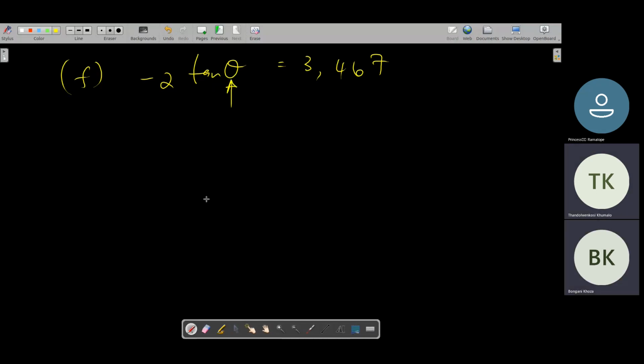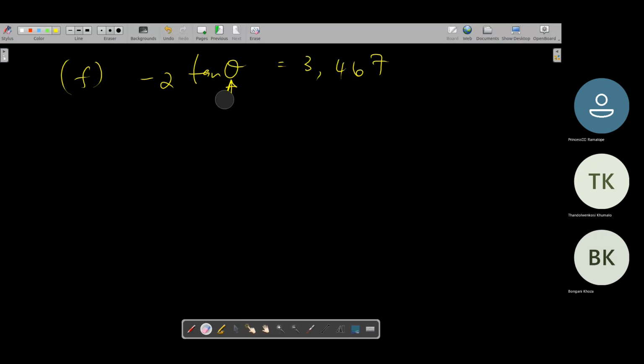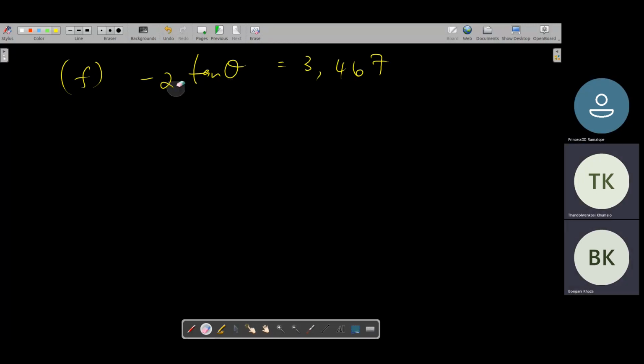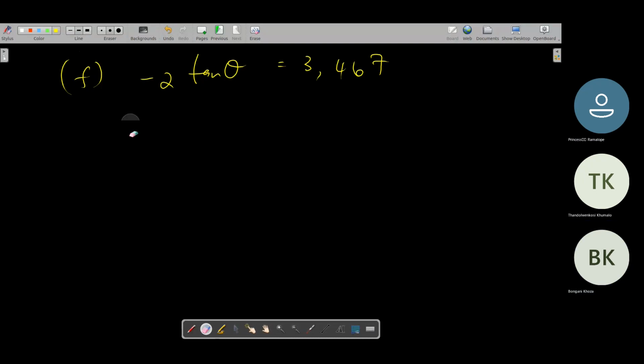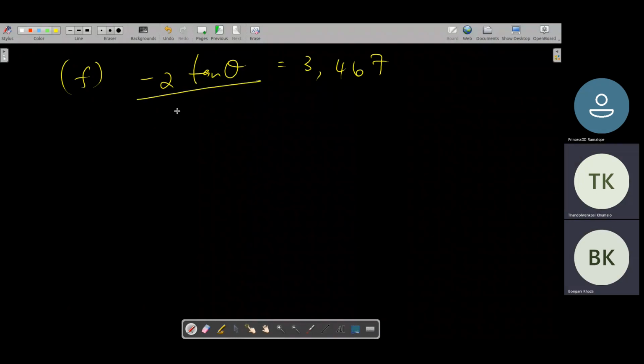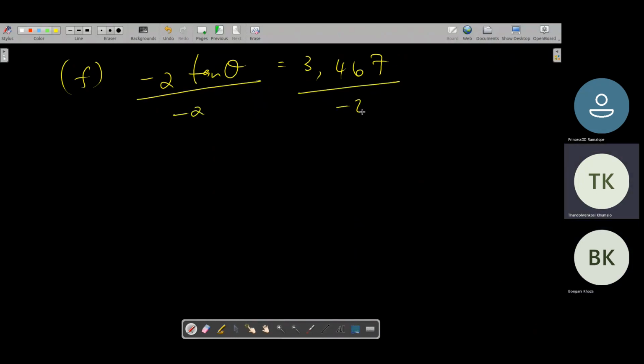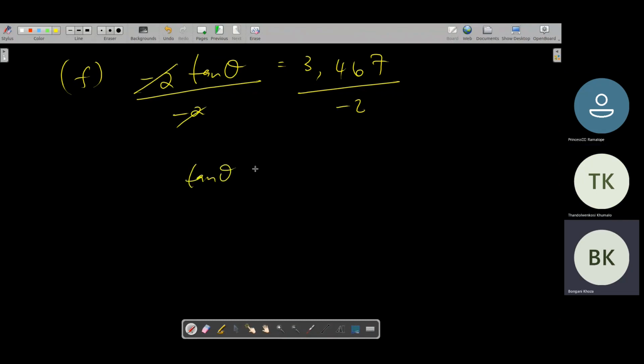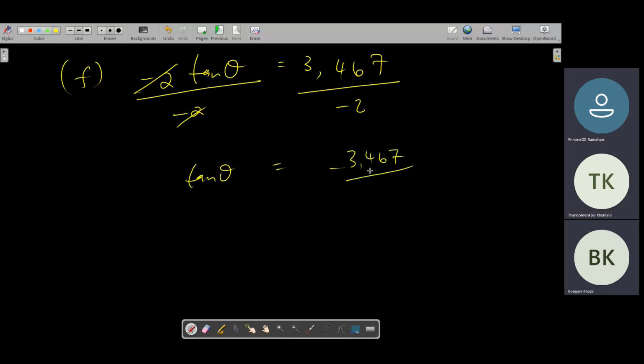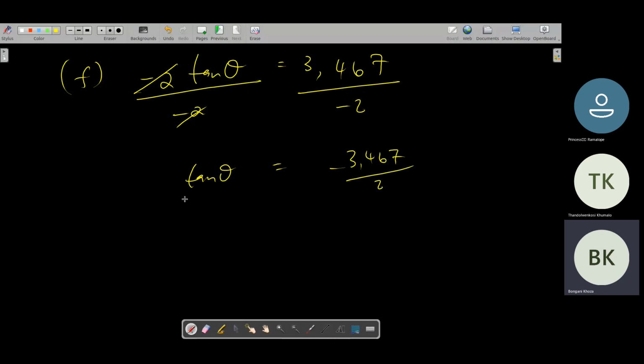I don't know if it's right. Remember, we're trying to get rid of this minus 2. How did you get rid of it? I cancelled 2, so you do it on both sides, right? Yes, like this. And then from there, you now have tan theta equals whatever this number is, right? Let's just leave it like this. And then from there, how do you move on?